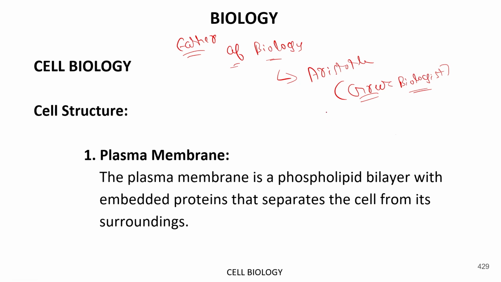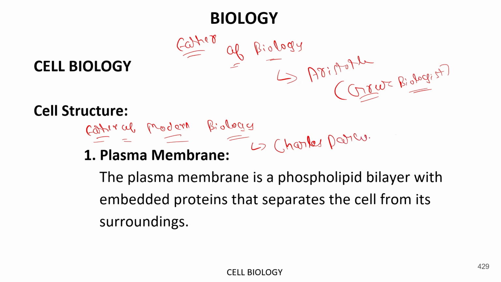Got it? Second thing, who was the father of modern biology? So the answer is Charles Darwin. Okay, so Charles Darwin is known as the father of modern biology, whereas Aristotle is known as the father of biology.